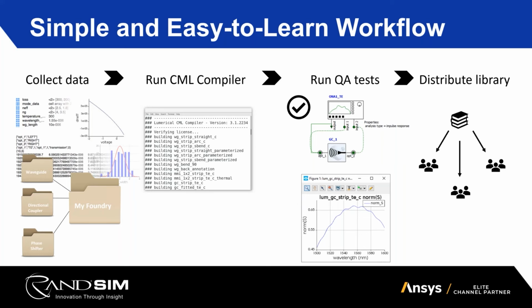The compiler will automatically compile the models for you, and it also comes with a QA test. So you can set up some criteria for the model and do the QA test to make sure it meets the expectation. Then the models are automatically packaged and distributed as well. At the end, you will get a CML file, and you're ready to distribute it to the end users.